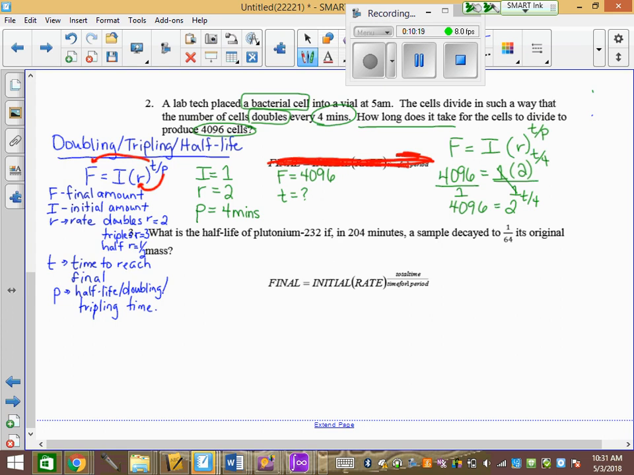This one we can do common base. 2 to the what is 4,096? 2 to the 12? So 12 equals 2 to the t over 4. And then I go 12 equals t divided by 4, multiplied by 4. And I get t equals 48 minutes. So it takes 48 minutes to get to 4,096.